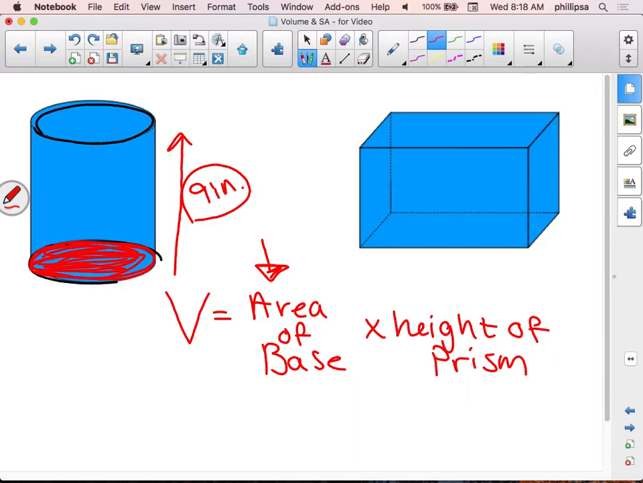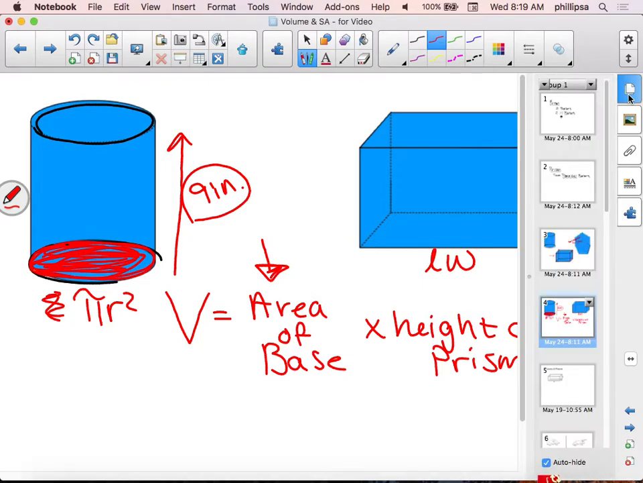So for this one, the area of the base would be pi r squared, okay? Where in your rectangular prism, the area of the base is just length times width or base times height. Okay, and so I think we're ready to jump into a few examples, okay?